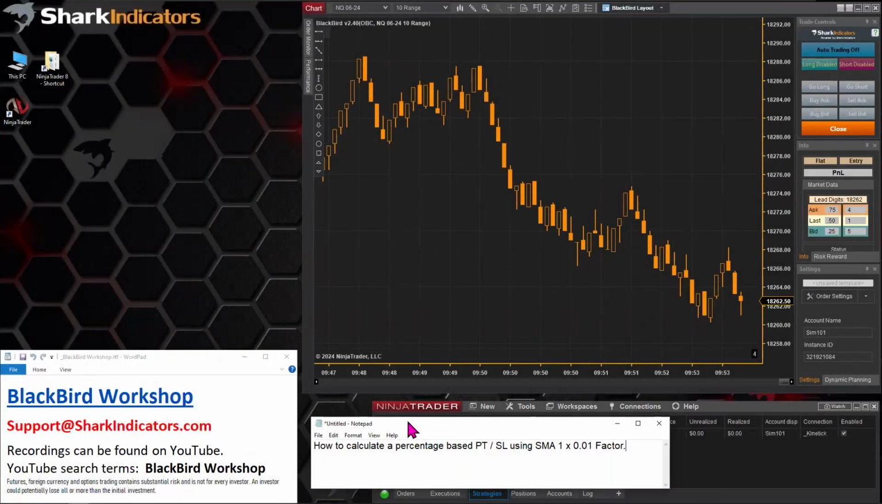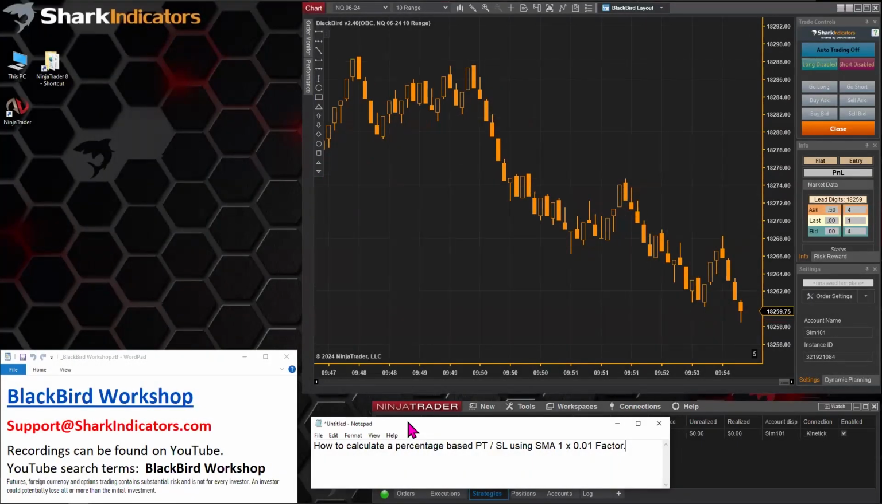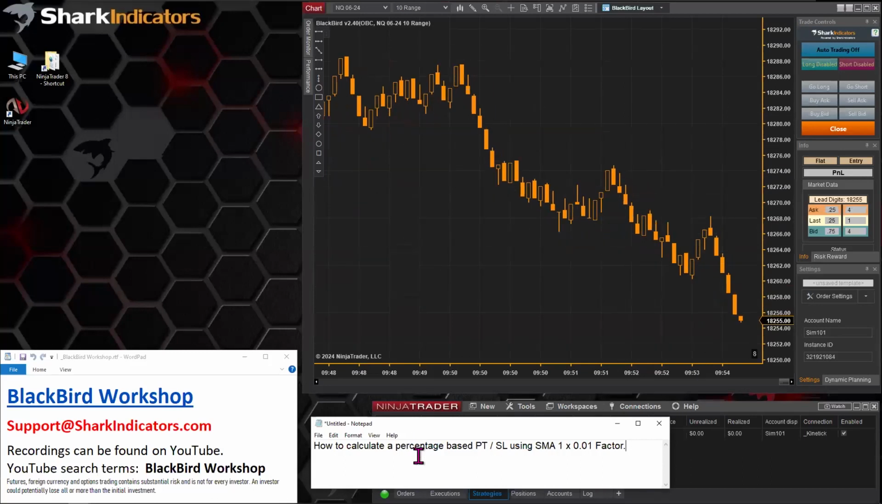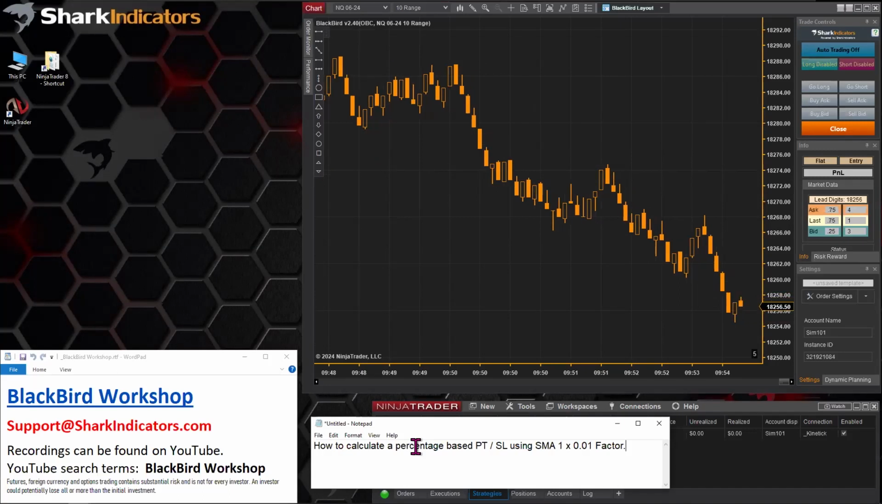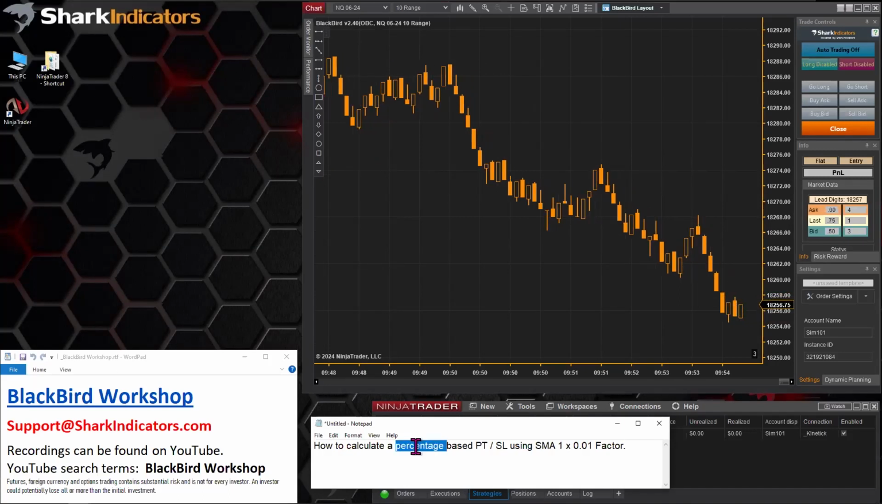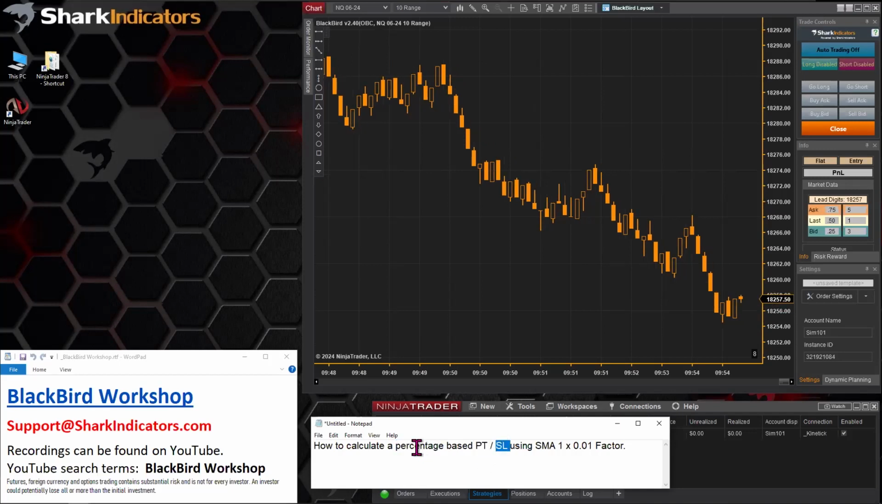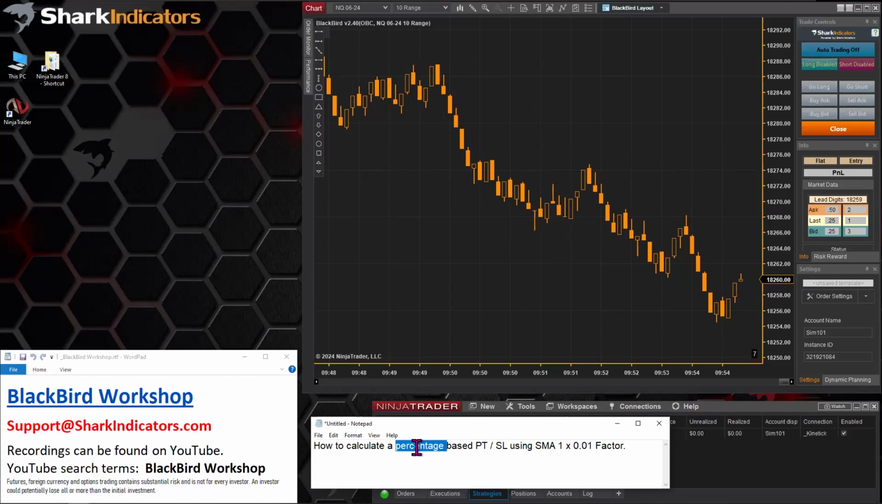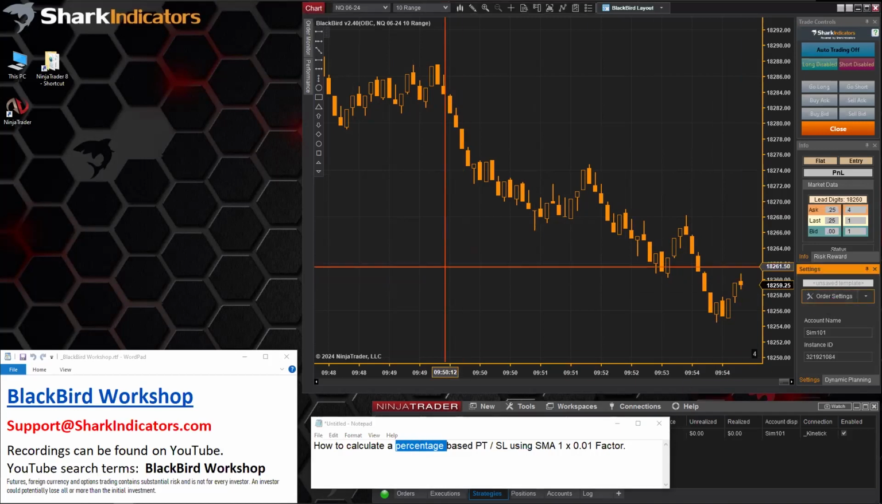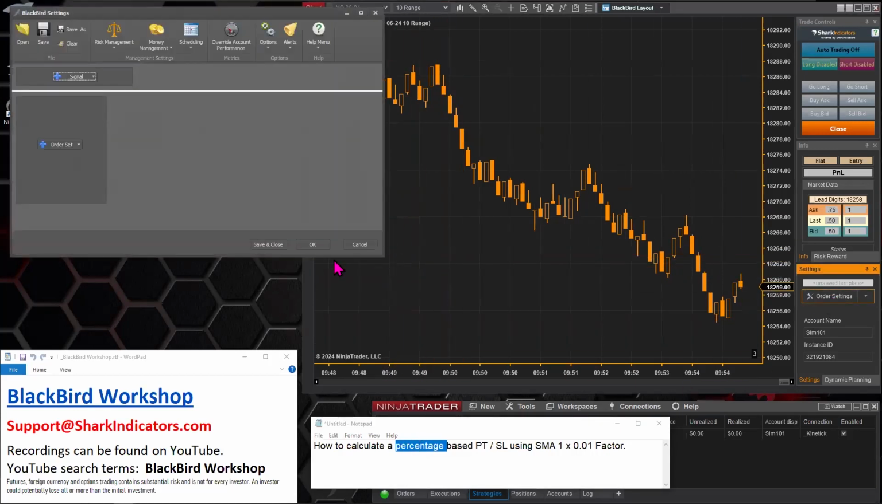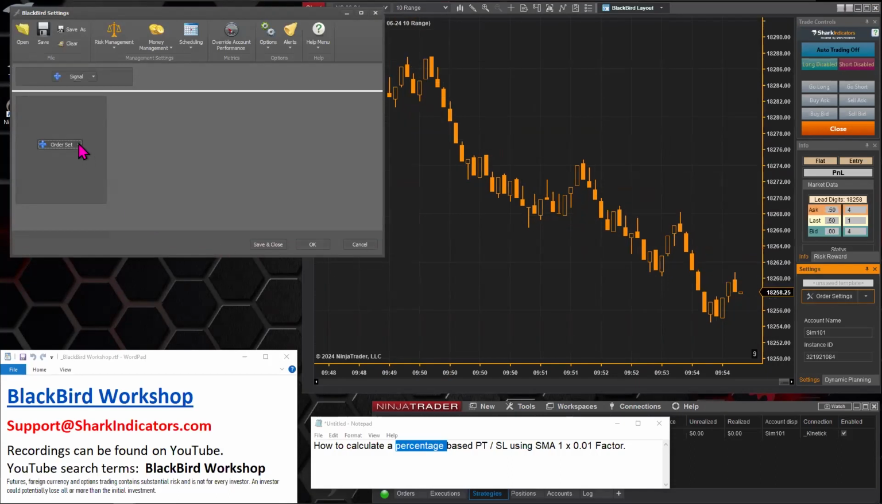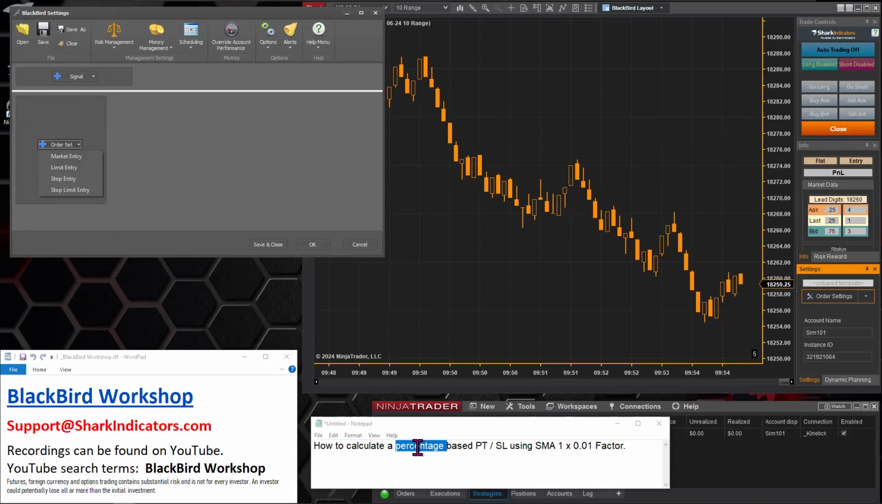I thought it'd be a good topic for the workshop, because we do get this question quite a bit, and it hasn't been implemented by Jeremy. But some people, especially stock traders, want to be able to base their profit targets or stop loss on a percentage. And BlackBird is currently only capable of tick-based offsets when you're setting an offset value there.